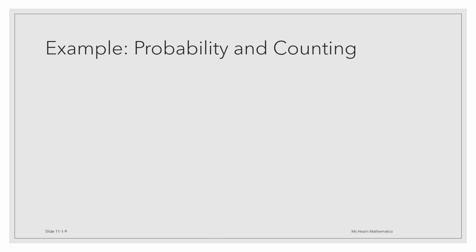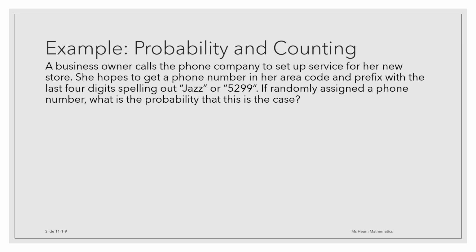Sometimes we have to use some of our counting methods in order to calculate a probability. So here's an example of that kind. A business owner calls the phone company to set up a service for her new store. She hopes to get a phone number in her area code and prefix with the last 4 digits spelling out Jazz, J-A-Z-Z, or 5299. If randomly assigned a phone number, what's the probability that this is the case?